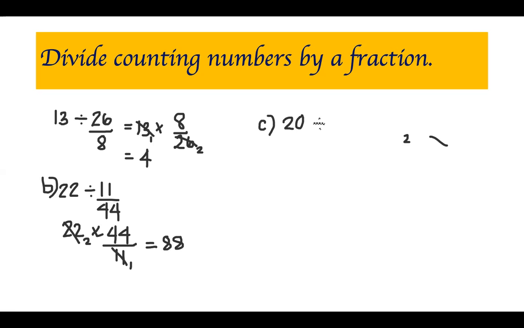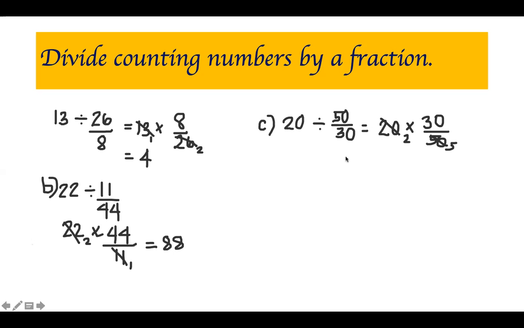Okay, let's proceed with letter C. We have 20 divided by 50 over 30. Okay, that is equal to 20. Then change division to multiplication. Then the reciprocal of 50 over 30 is 30 over 50. Cancel out 50 and 20. Their greatest common factor is 10.